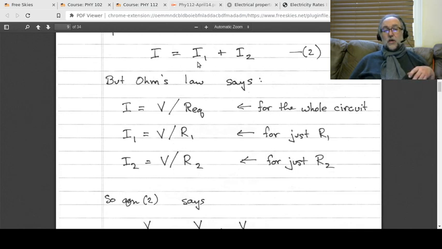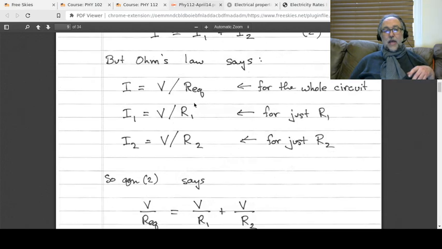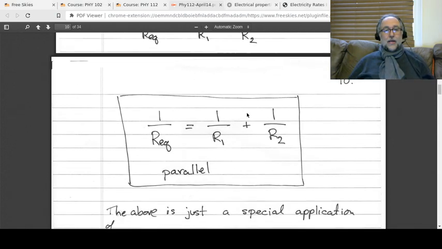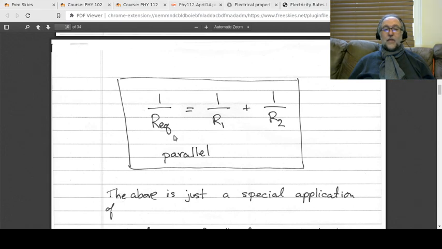Now we have this equation here, number 2. Let's plug in for the I's there, and we've eliminated the I's. Now we have them in terms of V. The V's are all the same. They divide out and ta-da! You get the formula for the effective resistance when the resistors are in parallel. This is kind of interesting. It's not the resistances that add, it's the reciprocals that add. So basically you do 1 over R1 plus 1 over R2.